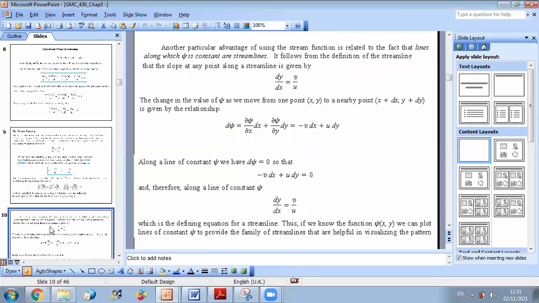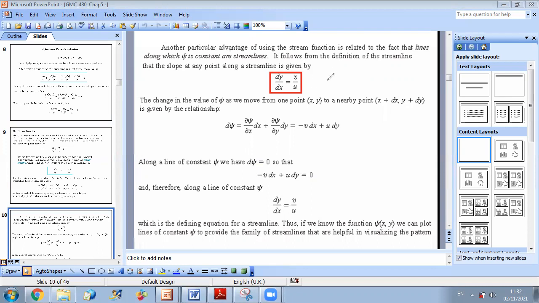So one particular advantage of using the stream function is related to the fact that lines along which psi is constant are streamlines, and we'll demonstrate this together. So if you can find lines where psi is constant, this is equivalent to finding streamlines. And this follows from the definition of the streamline. Okay, if you remember, for the streamline, the slope at any point along the streamline is defined by dy by dx equal to v over u, where v is the y component of the velocity field and u is the x component of the velocity field.